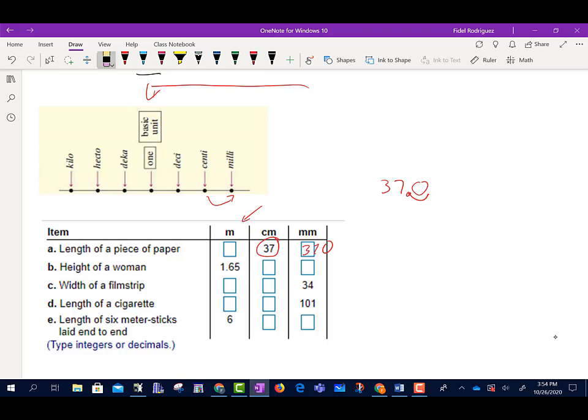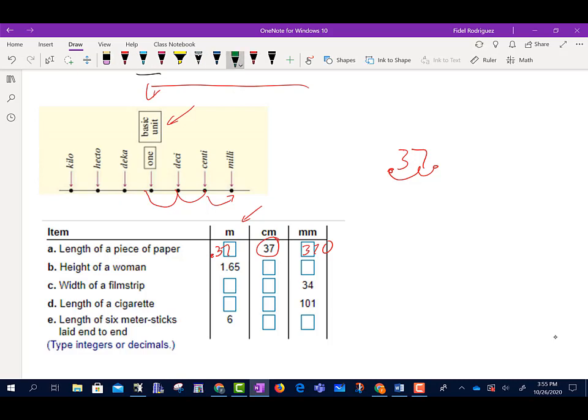Now, I want to go back to meters. So let me do this part again. Let me erase this and write it down again, 37. Remember, my decimal is right there. I want to go from centimeters back to meters. This would be my basic unit. So look, I'm going to count 1, 2. So where are we now? 0.37.